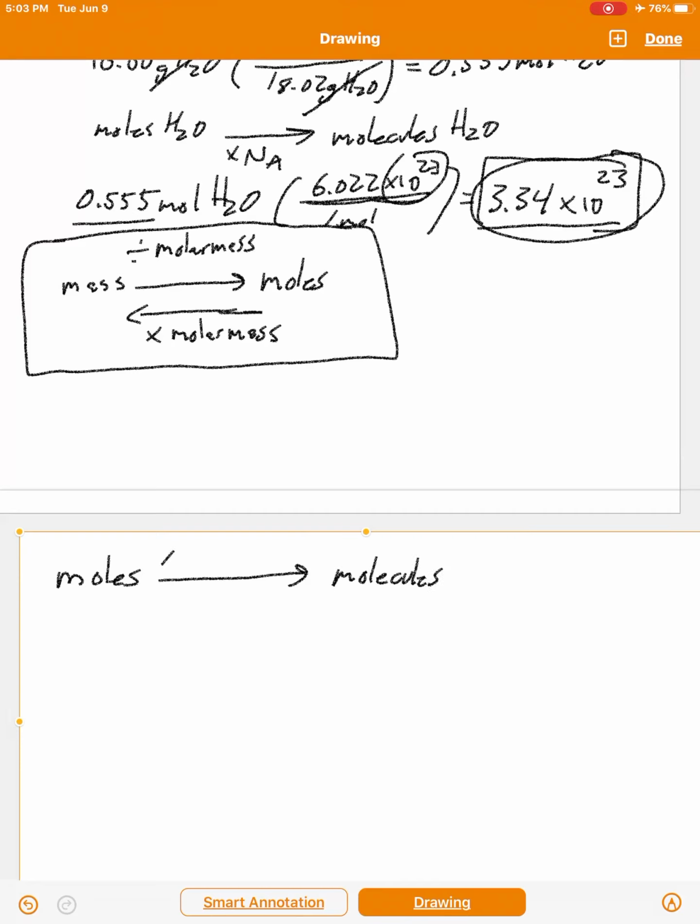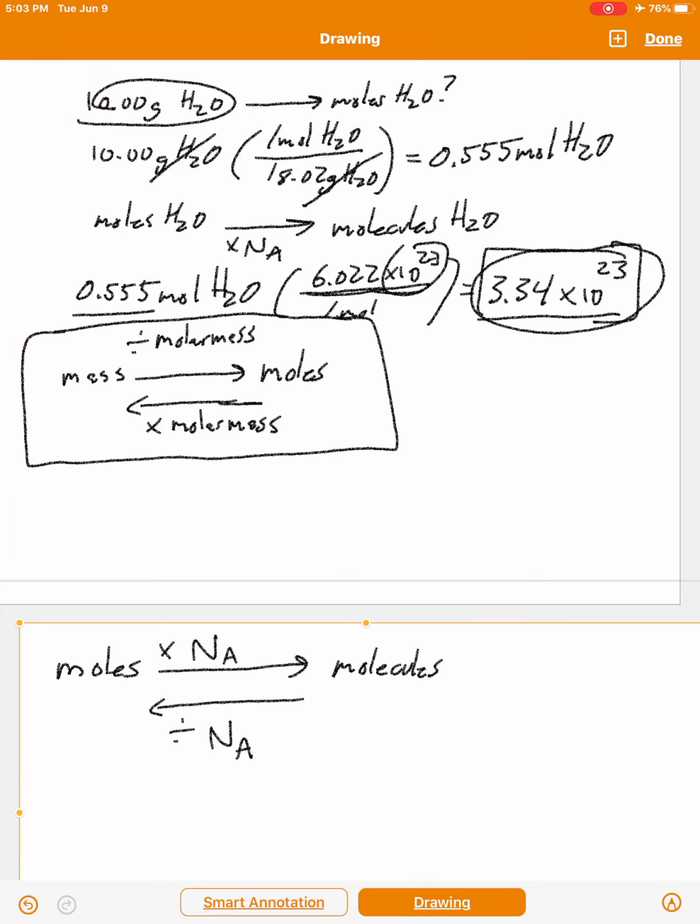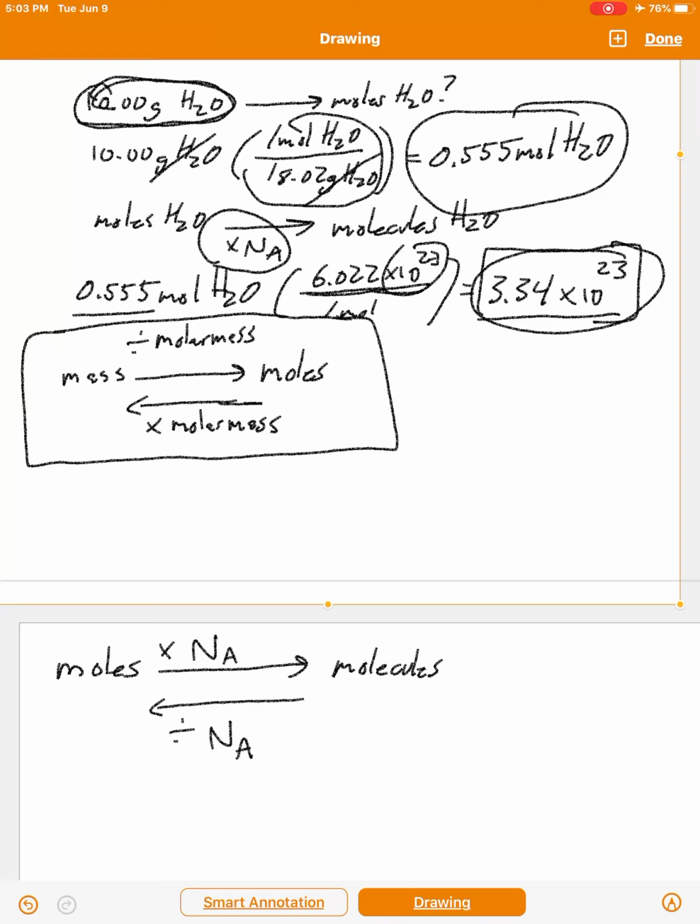Well, what we did was we multiplied by Avogadro's number, 6.022 times 10 to the 23rd. So if you want to do the reverse of that, if you want to go from molecules to moles, you divide by Avogadro's number. So think about what we did here. We had the mass, 10 grams of water. We divided by the molar mass to get the number of moles. And then we multiplied by Avogadro's number to get the number of molecules. Our calculator couldn't do it, but we're smarter than a calculator, so we were able to do it without it.